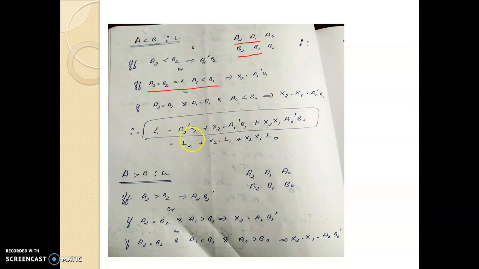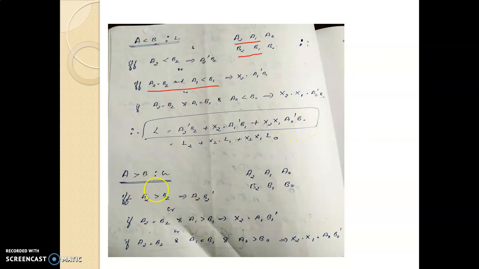Now what is A2 bar B2? It is L2, plus x2 L1. This A1 bar B1 can be called as L1. L1 represents lesser bits of the first bits, A1 B1. Now L0 is lesser bits of the LSB, A0 B0. So x2 x1 L0. So that is the equation for your L.